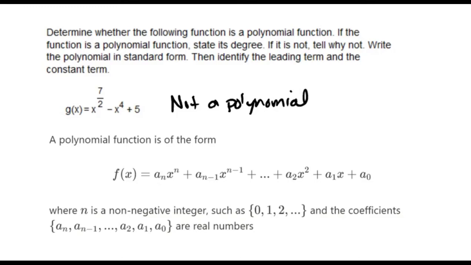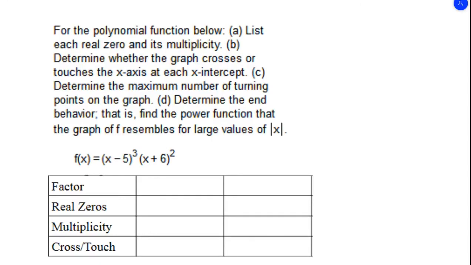And because it's not a polynomial, we are not able to identify the degree and the leading coefficients and these other requests. For the polynomial function below, we want to list each real zero, its multiplicity, determine whether the graph crosses or touches the x-axis at that x-intercept, determine the maximum number of turning points, determine the end behavior, and that is to find the power function that the graph of f resembles for large values of absolute value of x.